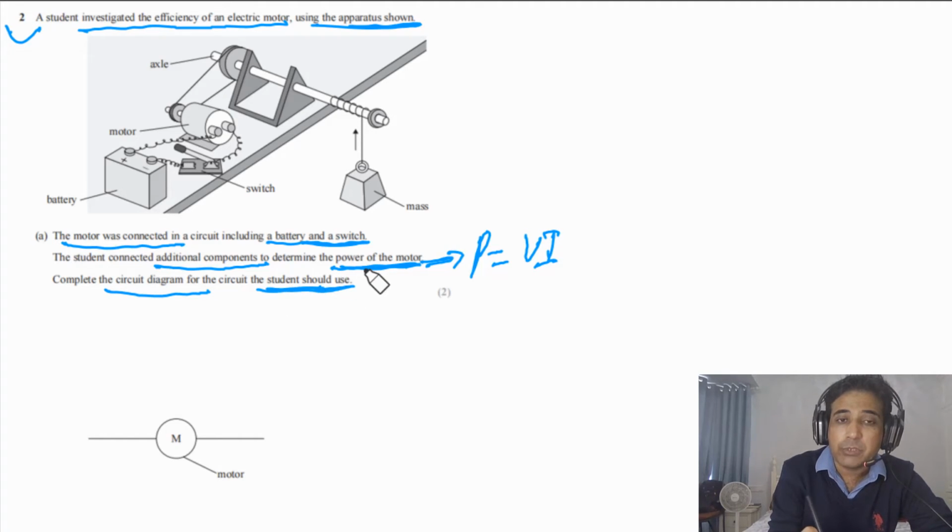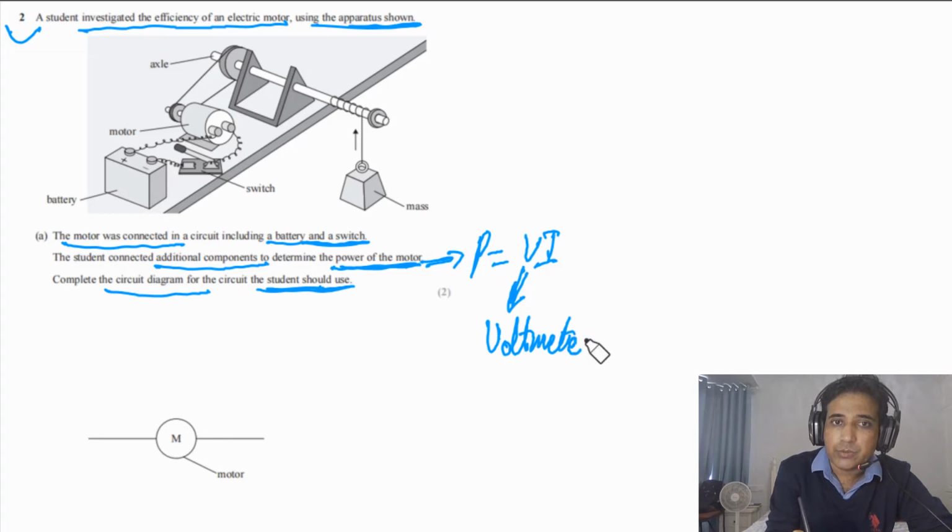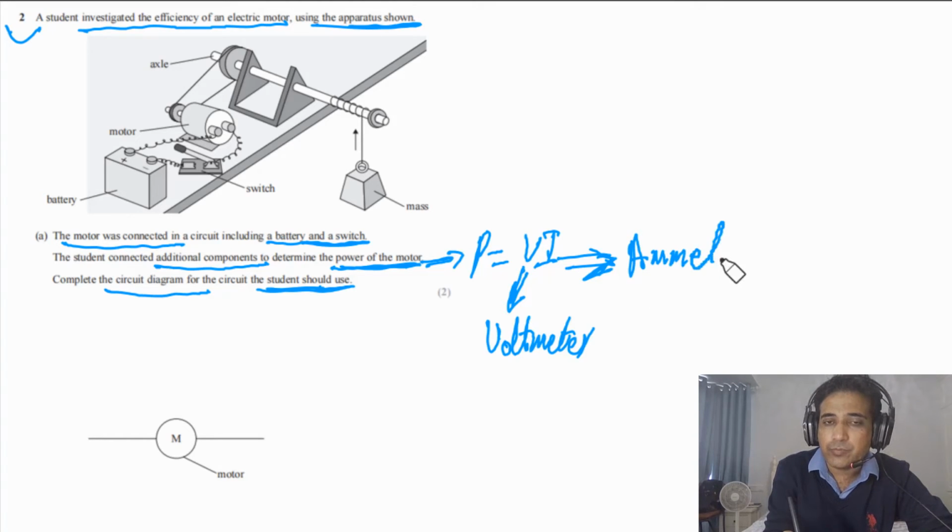So we need to determine the power of the battery. So we need to find the potential difference, so we need to use a voltmeter. We need to find the value of current passing through the motor, so it means we have to use an ammeter. So these two additional instruments we need.